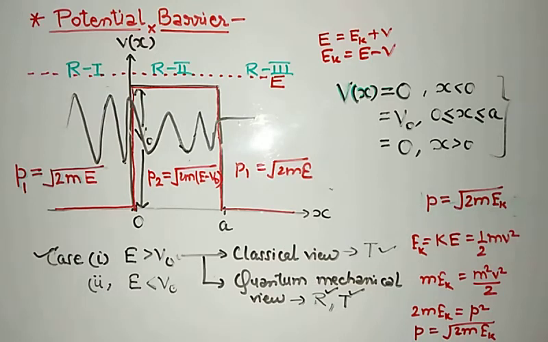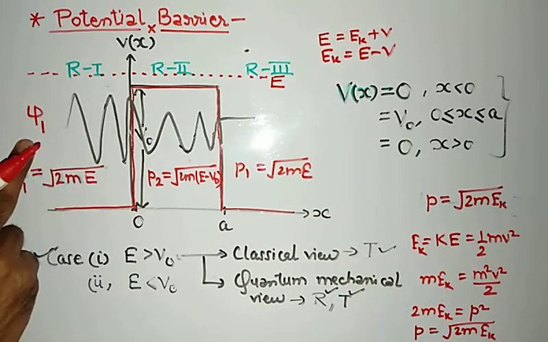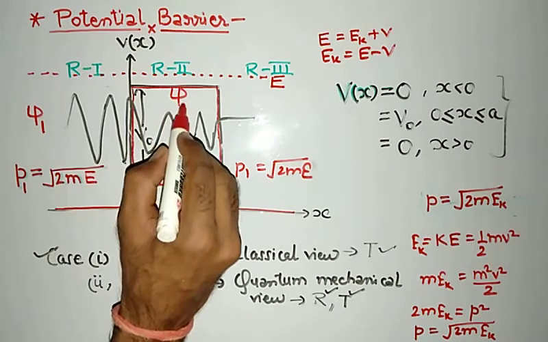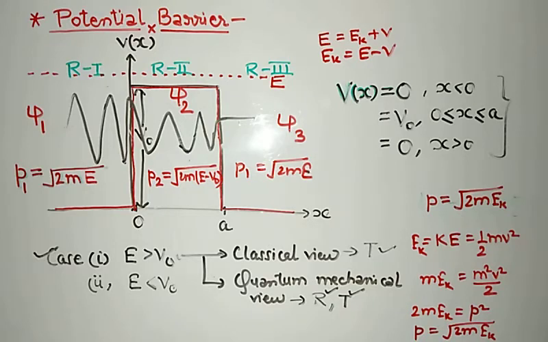Now we know that to study a beam of particles in quantum mechanics, we use the particle as wave packets when the particle is in motion, and to study that motion we use the wave function. So in this region we will take psi 1, here psi 2 and here psi 3. These are wave functions.